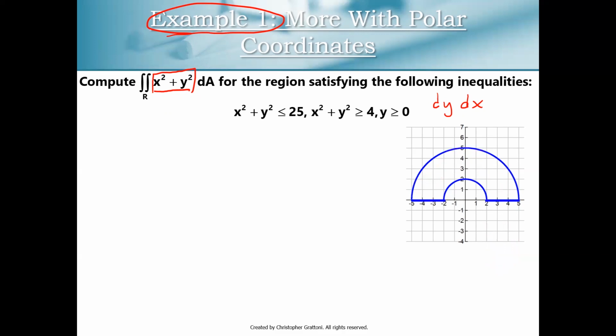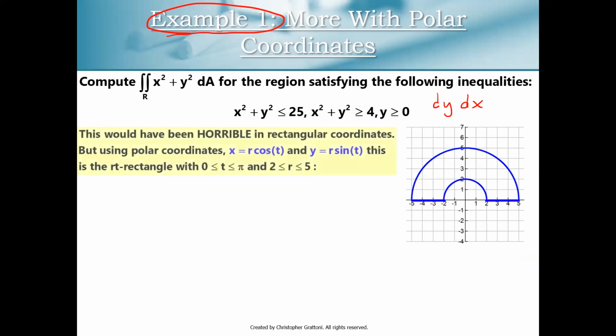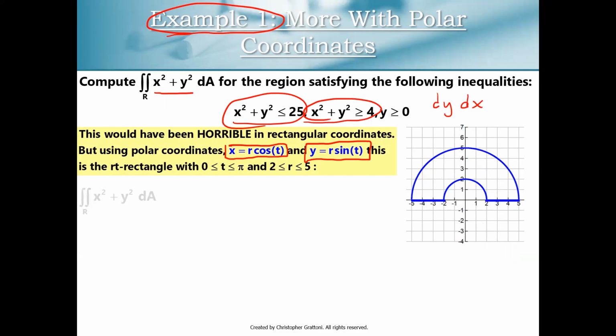So instead, we want to adopt a clever change of coordinates. And in this case, polar coordinates are going to do the trick. Because, I mean, look at everything in the problem. It's all based on circles, right? Circle of radius 5, circle of radius 2, and even this integrand has x squared plus y squared in it. So even that integrand we can make a lot simpler.